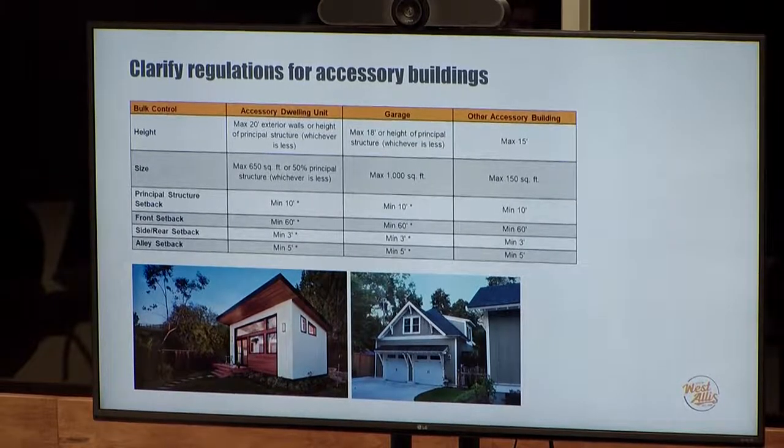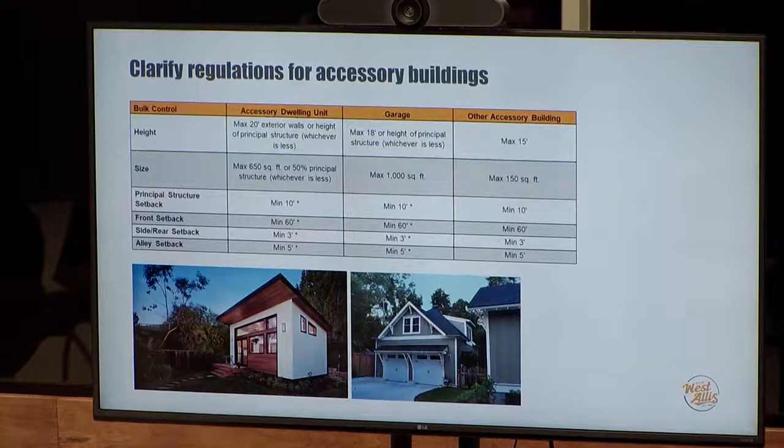The rest of these are really for the accessory dwelling units, and that's primarily the main change happening here. We're saying you have to have a minimum separation or setback between the principal building and your accessory dwelling unit of about 10 feet. And the front setback needs to be 60 feet back from the front lot line.